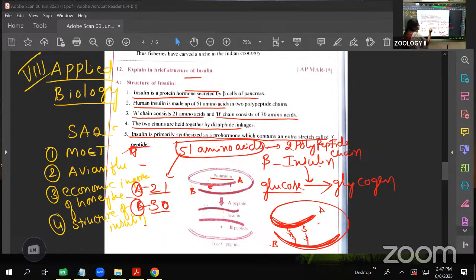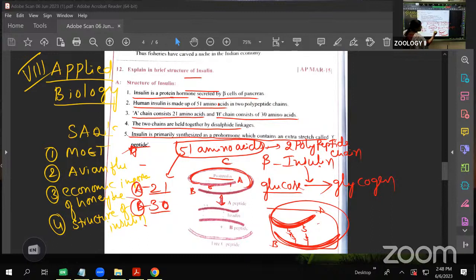What is the structure of proinsulin? Actually, insulin means this part only. The A and B chains are connected like this. Now this connecting part we call a stretch. That means insulin is primarily synthesized as a prohormone, which contains the extra stretch C. It connects the A and B chains, and we call it the C chain. Next, this inactive proinsulin is activated.